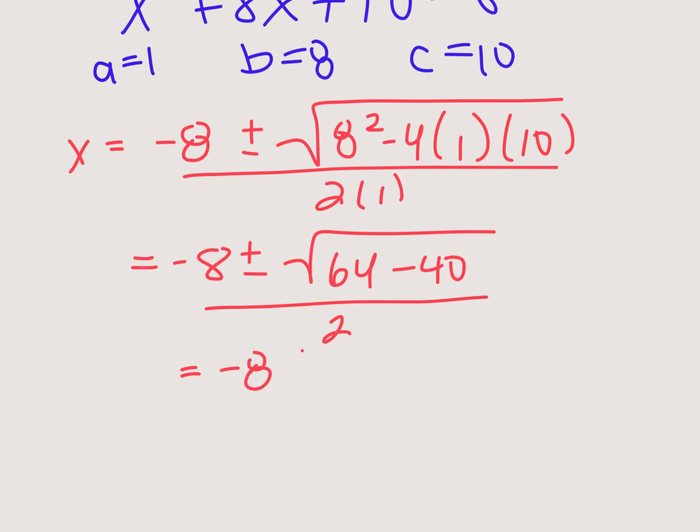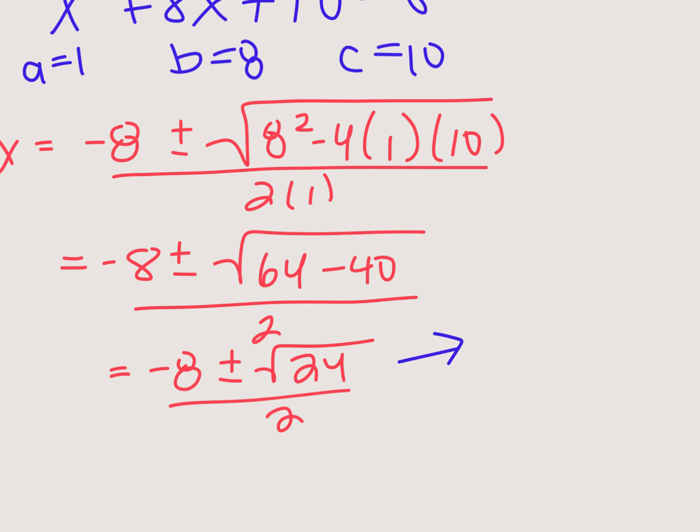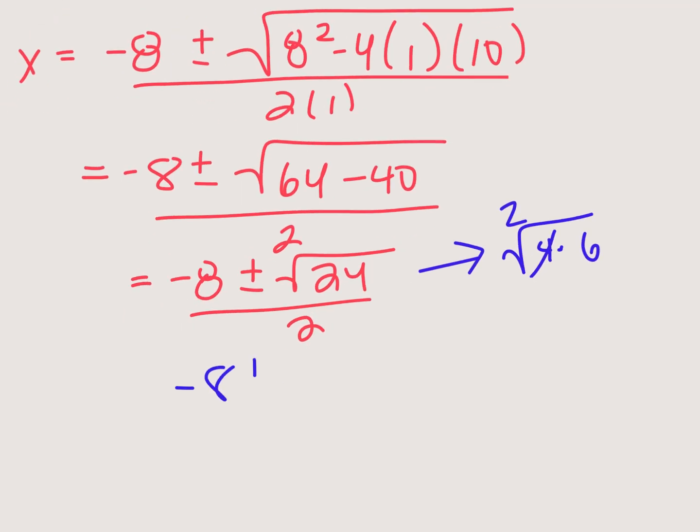So negative 8 plus or minus. What's 64 minus 40? 24, good. Over 2. What can I break 24 into? Okay, 4 times 6. So 2 squared is 6. All right, so negative 8 plus or minus 2 square root of 6 over 2.